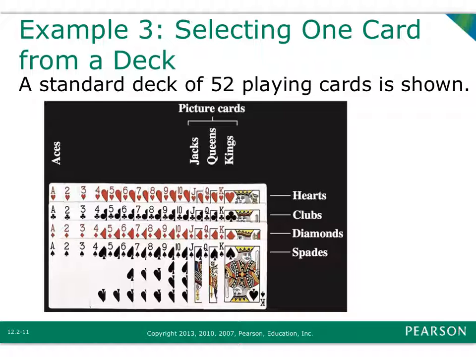We're going to select one card from a deck. A standard deck of 52 playing cards is shown. As you can see, we have hearts, clubs, diamonds, and spades. The numbers range from ace all the way up to king. There are 13 cards in a suit, and there are 3 face cards in each suit.